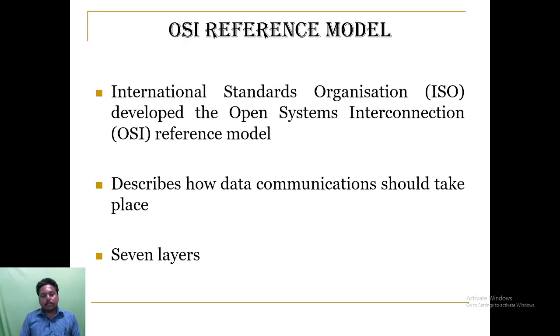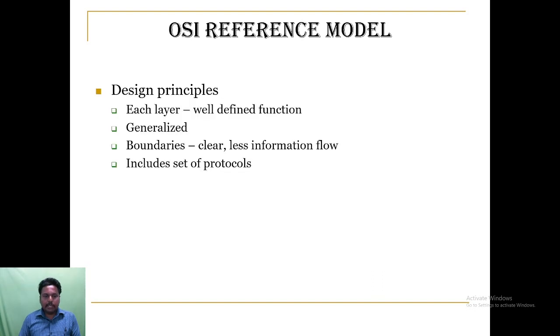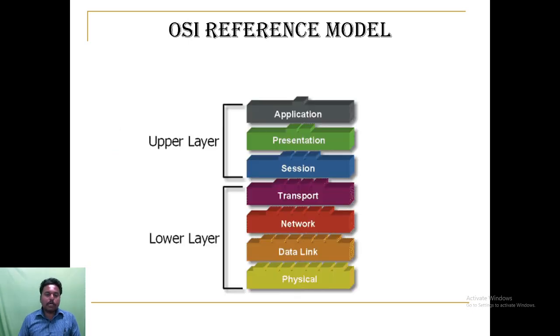The International Standards Organization (ISO) also developed the Open System Interconnection Reference Model. It describes how data communication should take place. It comes with 7 layers. The design principles of the OSI reference model are that each layer has a well-defined function. Each and every layer has separate functionalities. Also, it is always generalized across platforms, and boundaries are very clear with less information flow. Each includes its set of protocols.